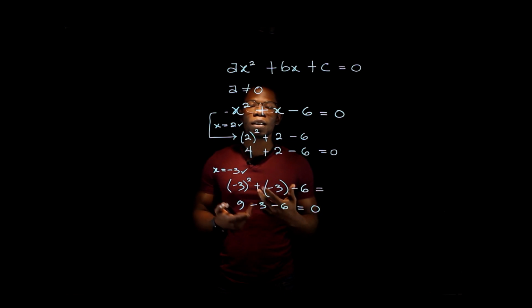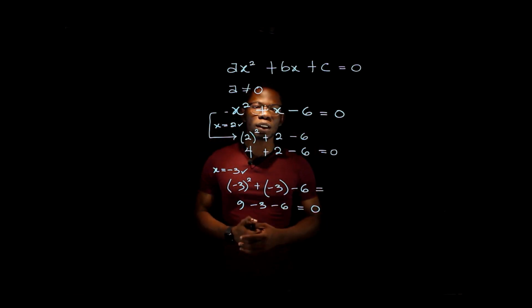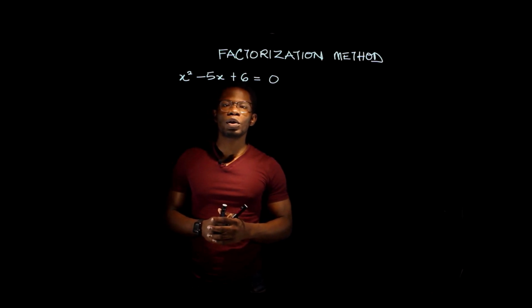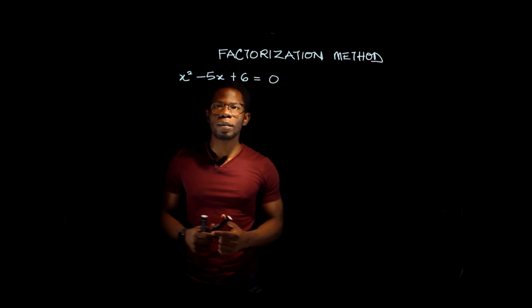Now, the process of finding these two numbers, which make this quadratic equation equal to 0, is what we call solving a quadratic equation. And there are four methods to do it. So let's start with the first one, which is the factorization method. To solve a quadratic equation using the factorization method, we'll have to go through some steps, about 4 of them.